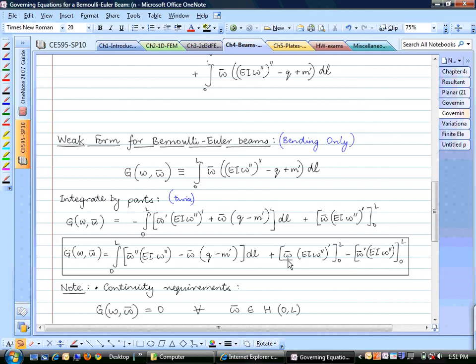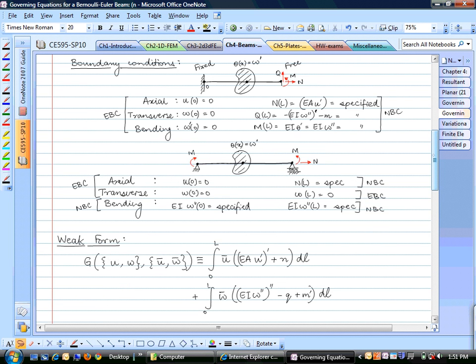Let's say if this is specified and you specify this at 0 and L, what would that be? So I'm saying that the virtual displacement is 0 at 0 and L. And this quantity, this is the moment which is specified at 0 and L. So this would be simply supported. Simply supported beam, that's what we had here.